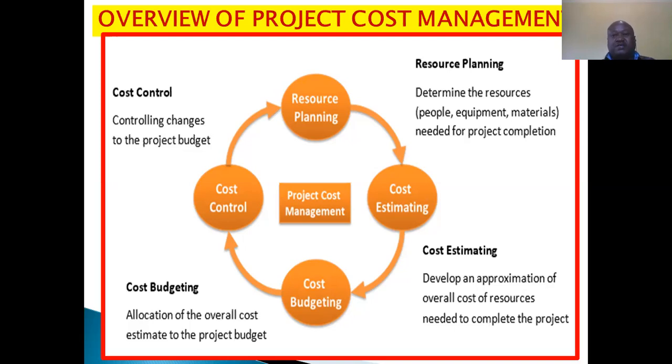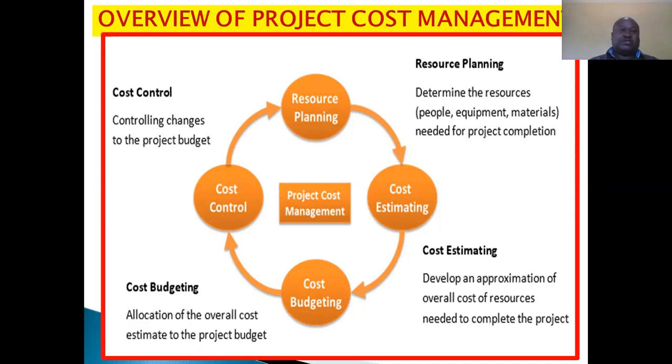When we assemble all those resources, we go ahead and do cost estimating. Cost estimating, we have developed an appropriation. We approximate the overall cost of resources needed to complete the project. After doing that, we go ahead and do cost budgeting. Cost budgeting, we shall do allocation of the overall costs, estimate the project budget. We shall look at this in detail in the coming slides.